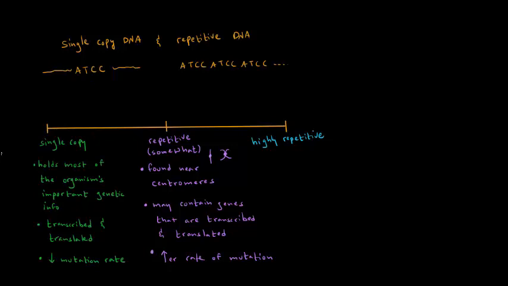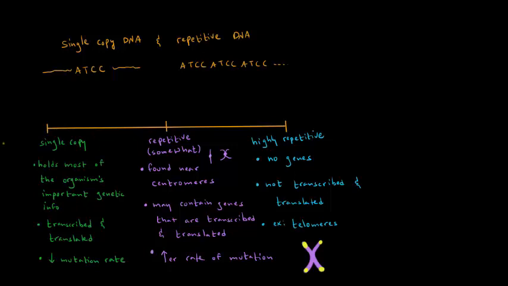Now let's take a look at DNA that's highly repetitive. So it contains no genes, and because it contains no genes, it is not transcribed and not translated. And highly repetitive DNA has an even higher rate of mutation than DNA that's somewhat repetitive. So there's lots of highly repetitive DNA that we're not exactly sure what its purpose is. Scientists are currently trying to figure out what the purpose of this highly repetitive DNA is, but there are some sections of highly repetitive DNA that we do know what their purpose is.